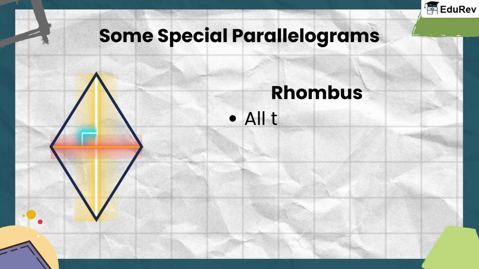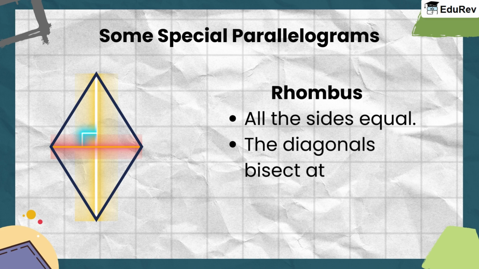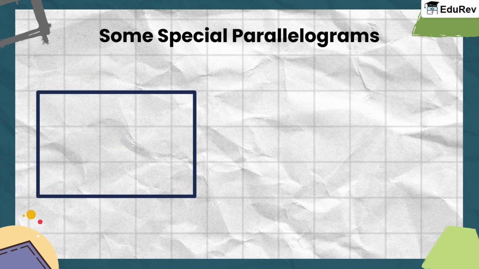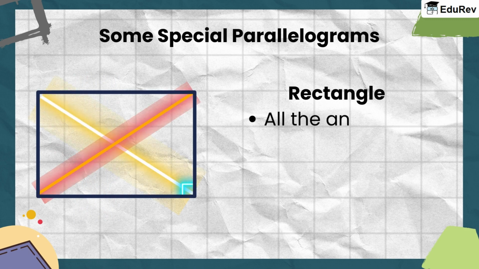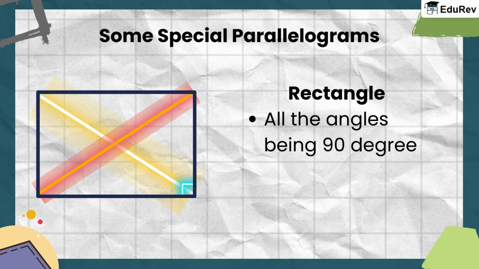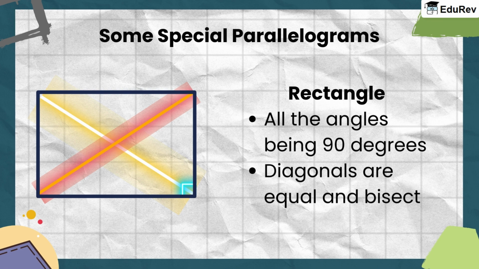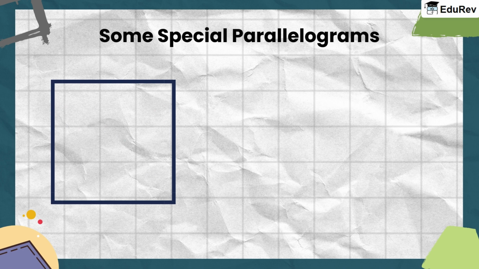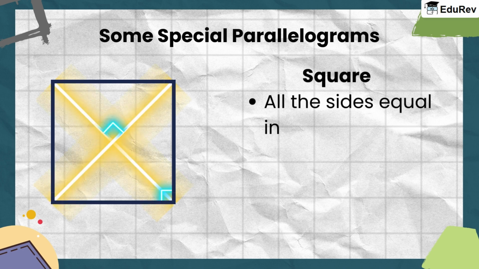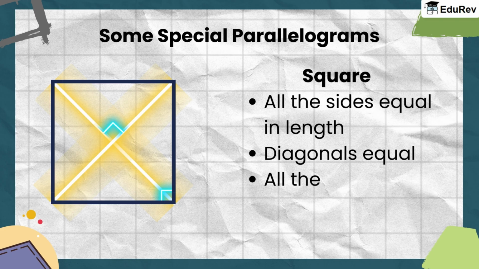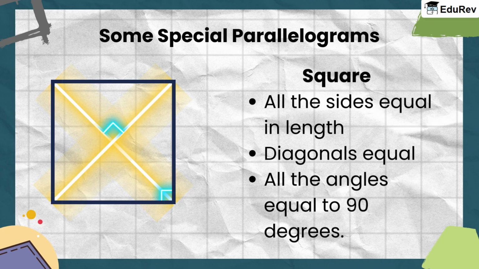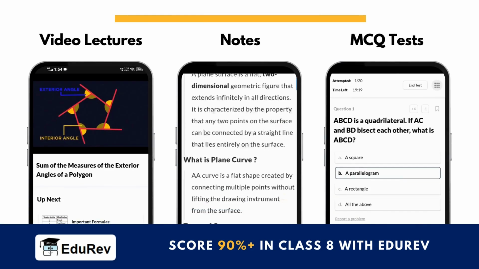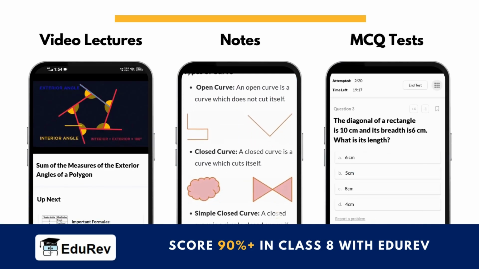First is rhombus. It is a special parallelogram with all the sides equal. The diagonals even bisect each other at right angles. Second, we have a rectangle. It also possesses all the properties of a parallelogram with the restriction of all the angles being 90 degrees. Also the diagonals are equal and bisect each other. Lastly, we have a square. It has the restrictions of all the sides being equal in length, diagonals being equal, and also all the angles equal to 90 degrees. We hope that you have understood the concept of different types of quadrilateral.